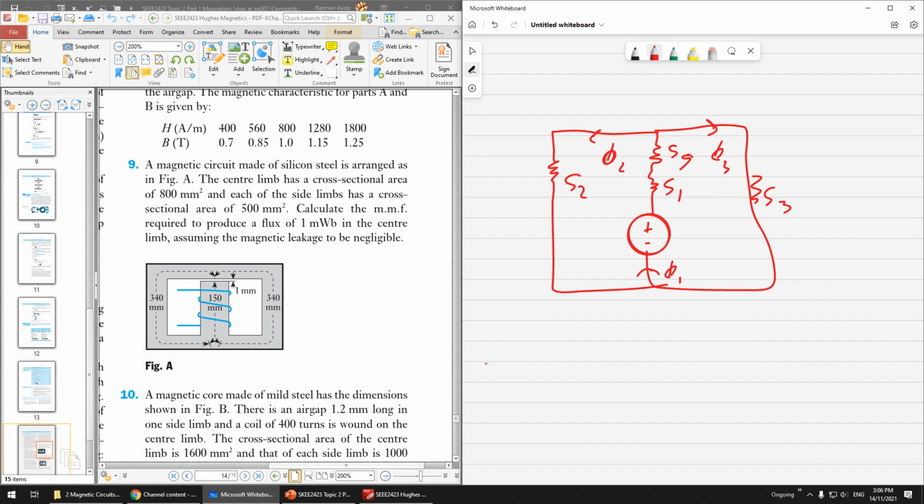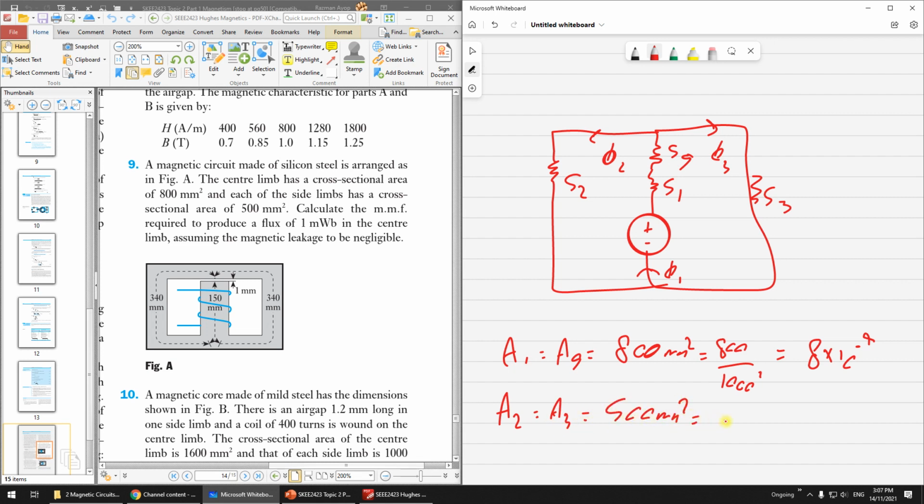So A1 equals to AG equals to 800 mm squared, equals to 800 divided by 1000 squared, equals to 8 multiplied by 10 to the power of negative 4. A2 equals to A3 equals to 500 mm squared, equals to 5 multiplied by 10 to the negative 4 meter squared. So calculate the MMF required, magnetomotive force, for 1 milliweber at the center of the limb.